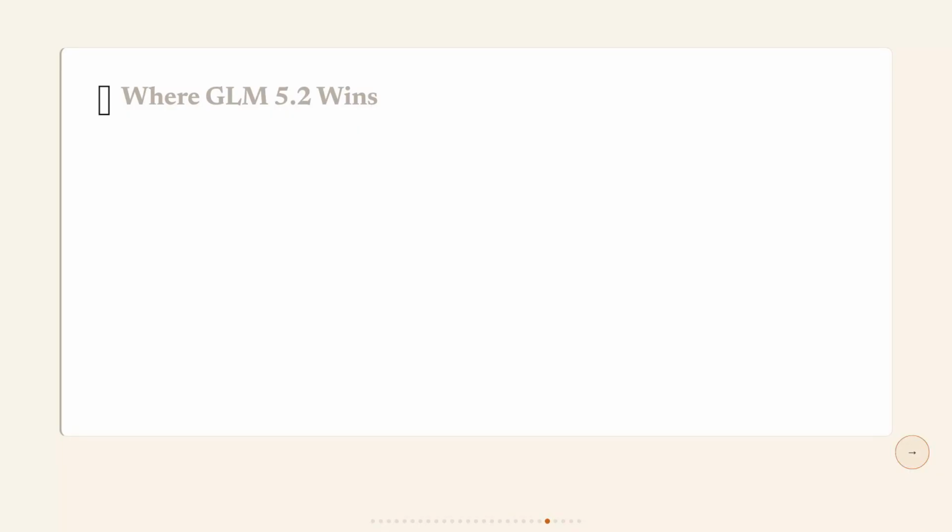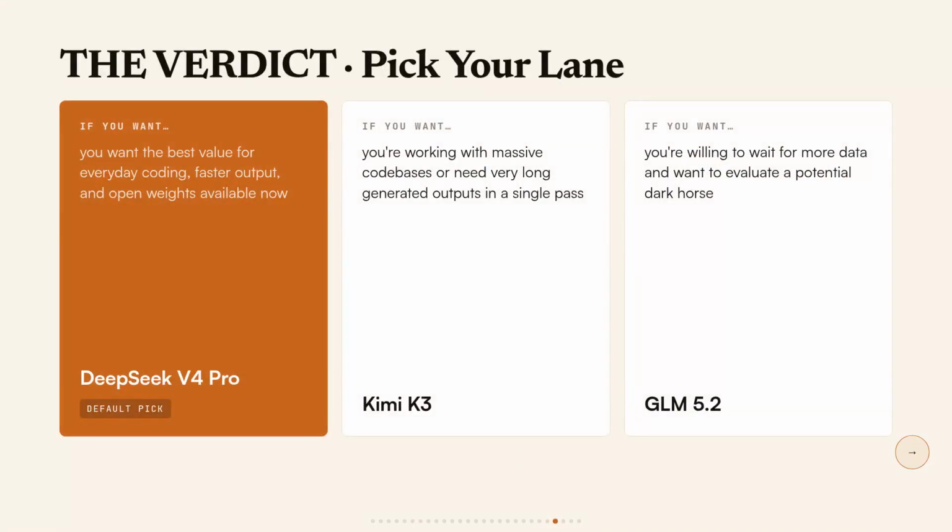If you're working with massive codebases or need very long outputs in one shot, pick Kimi K3 and pay the premium for that 1M context window. For everything else, DeepSeek V4 Pro is the clear call because 35 times cheaper on output is a number that just doesn't go away. GLM 5.2 is a non-starter until it publishes any real data.